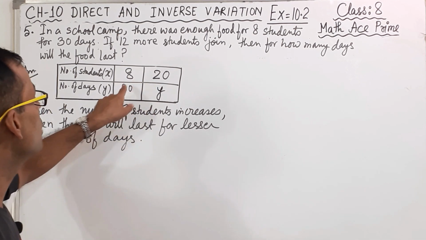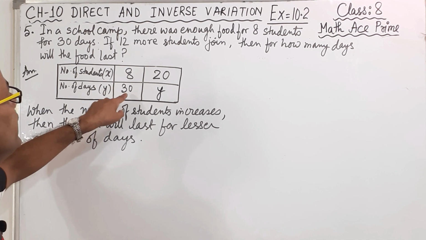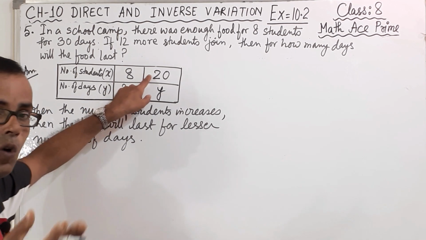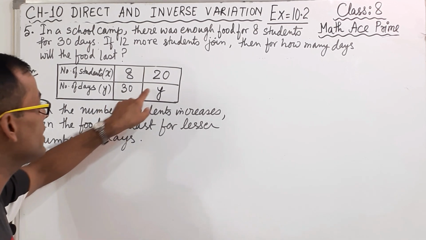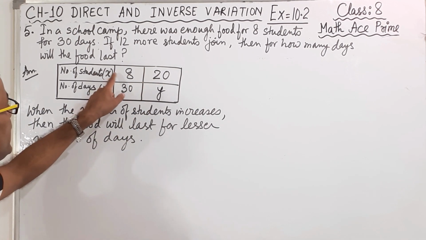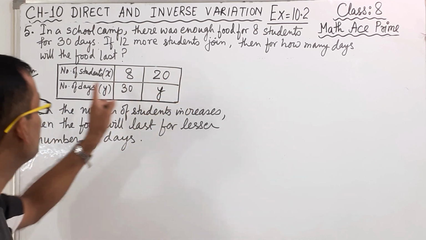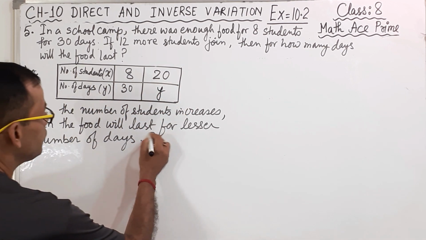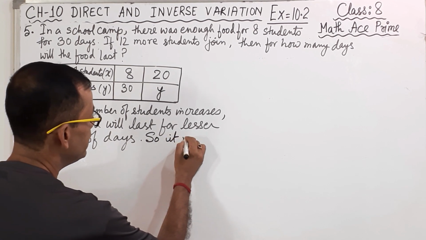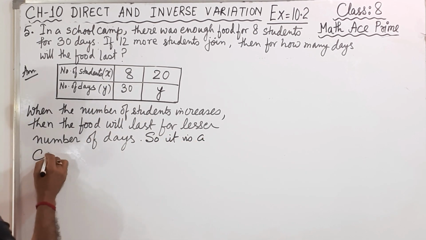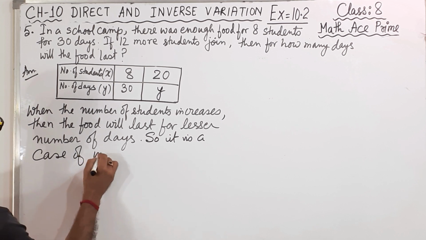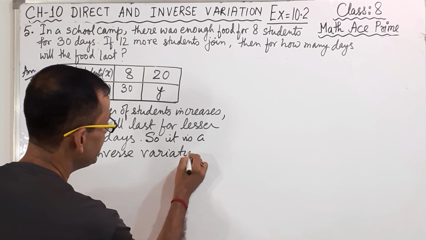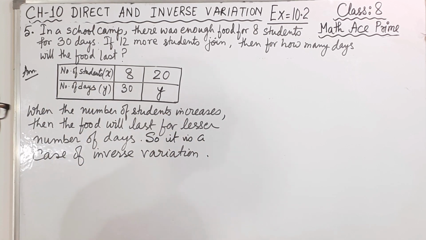ठीक है, सो when there was 8 students, it is 30 days. Okay, and when it is 20 students, obviously it will be not 30 days, it will be less. So you see here number of students are increasing, but number of days are decreasing. So it is a case of inverse variation. So this is only telling it is a case of inverse variation.